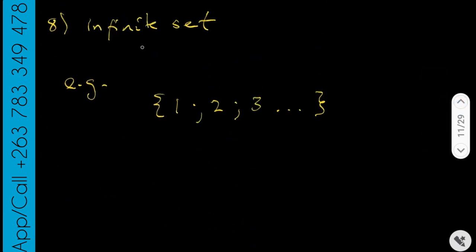An infinite set now is a set that has no end. It's got an unlimited or infinite number of elements. So if I have a set like this one, 1, 2, 3, and then there's 3 dots, the 3 dots show that it's going to go on and on and on until it reaches infinity. And so that's an infinite set.